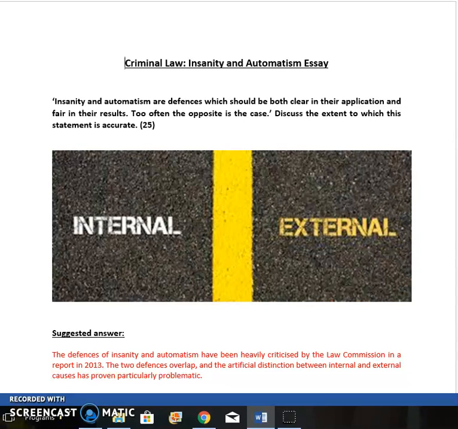The question is, insanity and automatism are defences which should be both clear in their application and fair in their results. Too often, the opposite is the case. Discuss the extent to which this statement is accurate. As usual, that's worth 25 marks, and you would have 45 minutes to answer.